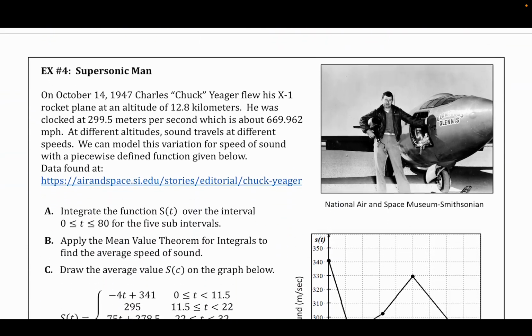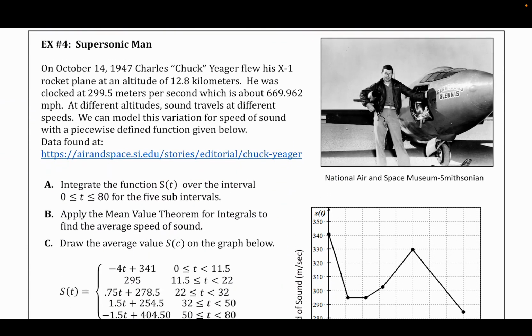All right, example 4, last example, we have the supersonic man. Chuck Yeager flew his rocket plane at an altitude of 12.8 kilometers. He was clocked at 299.5 meters per second, which is about 669.962 miles per hour. At different altitudes, sound travels at different speeds. We can model this variation for speed of sound with a piecewise defined function given below. This is all true, and data can be found using that link.